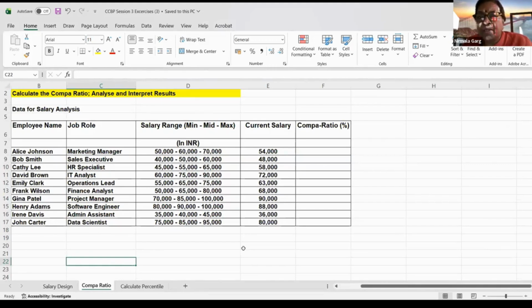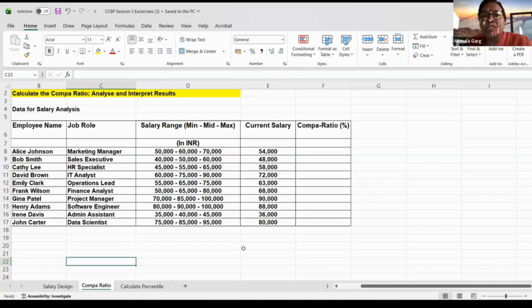Do you know how to calculate here? What is the data you need? You need the midpoint and the current salary of the person. For example, Alice: the current salary is 54,000 and the midpoint is 60,000. Now, how will you do the comp ratio formula? 54,000 divided by 60,000, multiplied by 100. It will give you the comp ratio percentage. Got it?